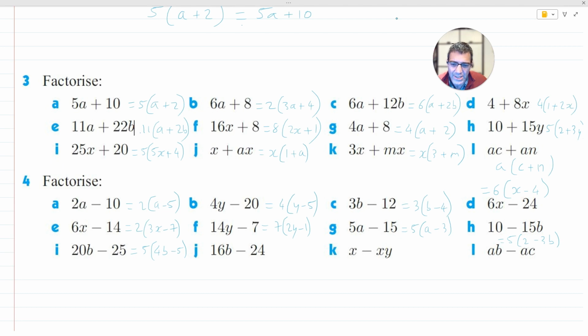For question J, there's a common 4, so we could say 4 factor of 4b minus 6. And we're nearly there. For question K, we can say x factor of 1 minus y. And then the last question, we can say a factor of b minus c. And that's it. That's all the questions done.